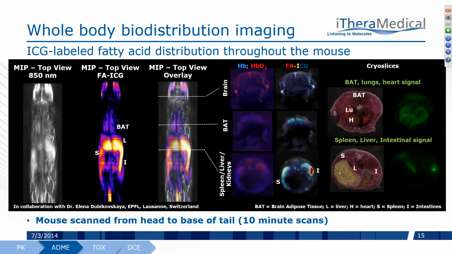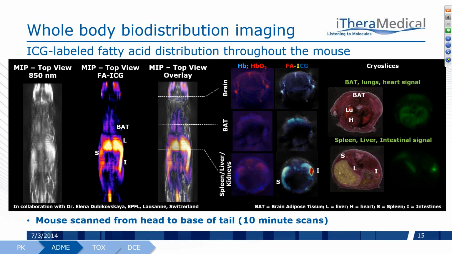So what I show here are whole body MSOT scans of a mouse. On the left, we see a single wavelength image of a mouse from head to the base of the tail. So on the top, we can see the eyes and the superior sagittal sinus, and on the bottom, we have the base of the tail. These scans from head to tail take about 10 minutes. So in 10 minutes, we can get a very detailed overview of whole body biodistribution of this probe.